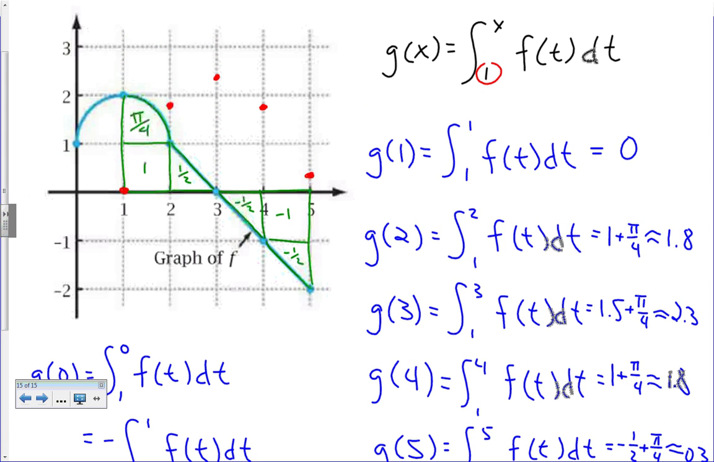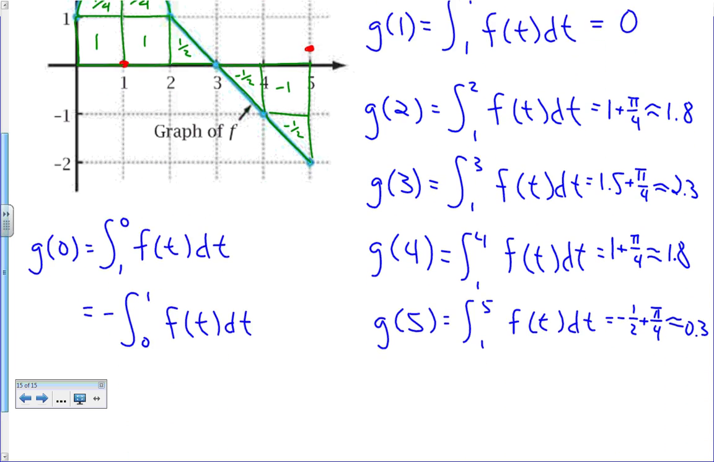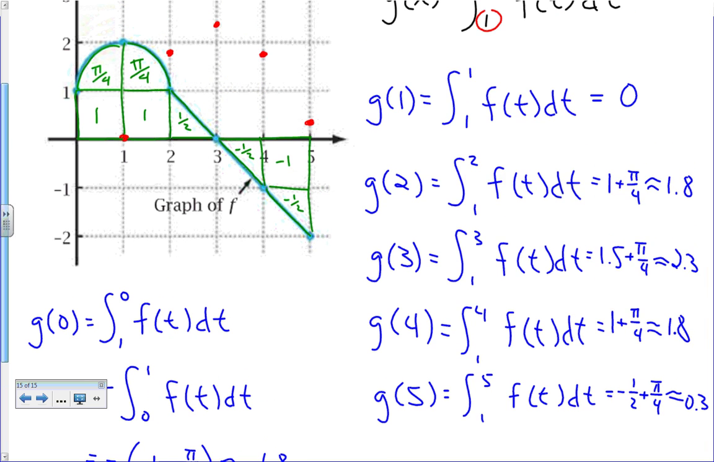So from 0 to 1, that's this region right here. In fact, that's identical to the region from 1 to 2. So we know this is 1. We know this is pi over 4. So this turns out to be equal to, don't forget your negative sign out front there, the integral from 0 to 1 is 1 plus pi over 4. And we're going to take the opposite of that, so that's approximately 1 plus 0.8, 1 plus pi over 4 is 1.8. So the opposite of that is going to be a negative 1.8. So we're going to sketch a point. When x is 0 at a negative 1.8, it's about right here.